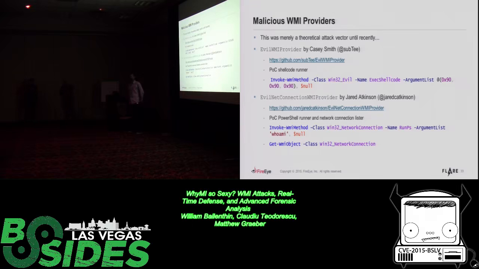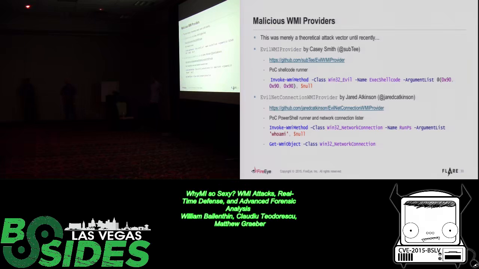So here's how you might go about doing it. Call Invoke-WmiMethod. The class name, he called it Win32_Evil. ExecShellcode is the name of the method, and then you just provide your shellcode byte array. And then you could append -ComputerName and -Credential and do all of this remotely.